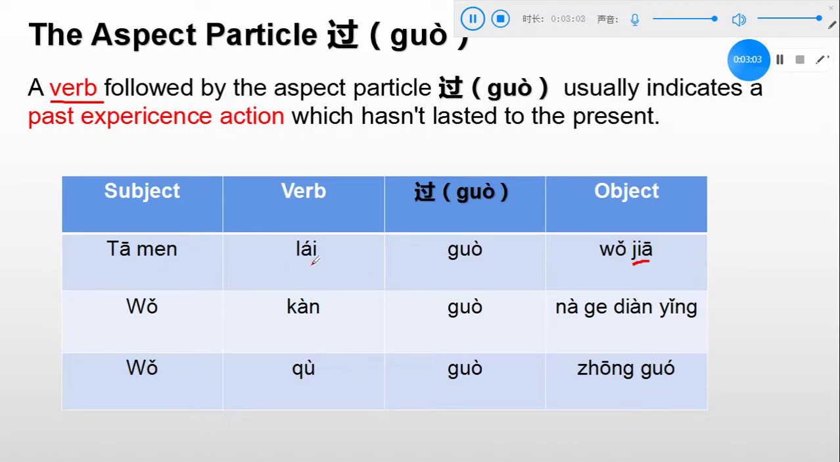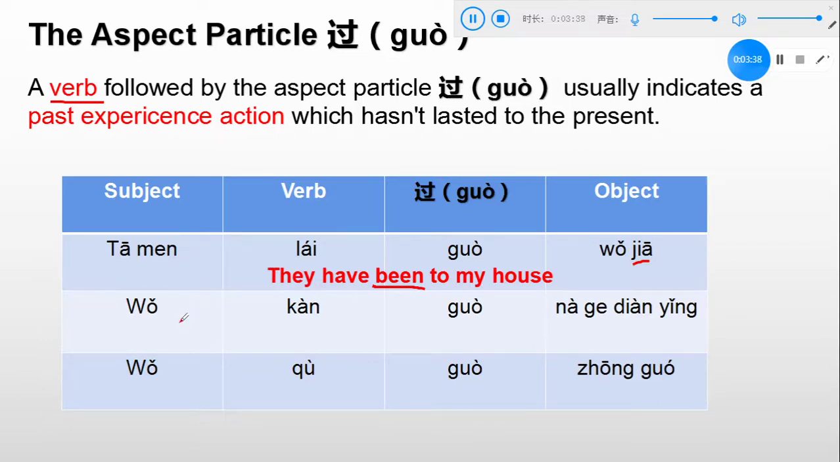They come to my house. And then 过 indicates a past experience action which hasn't lasted to the present. So the proper translation in English is they have come to my house, or they have been to my house. Here, instead of been, we can also use come. They have come to my house. This is example 1.